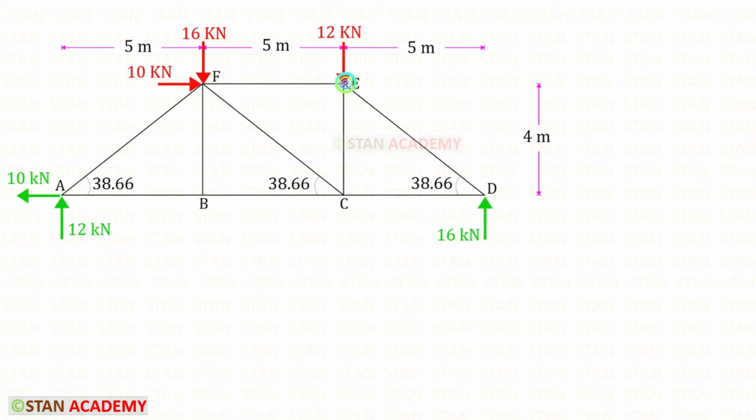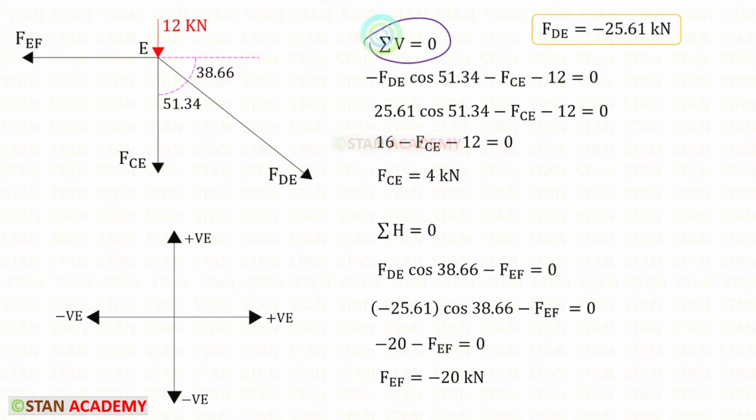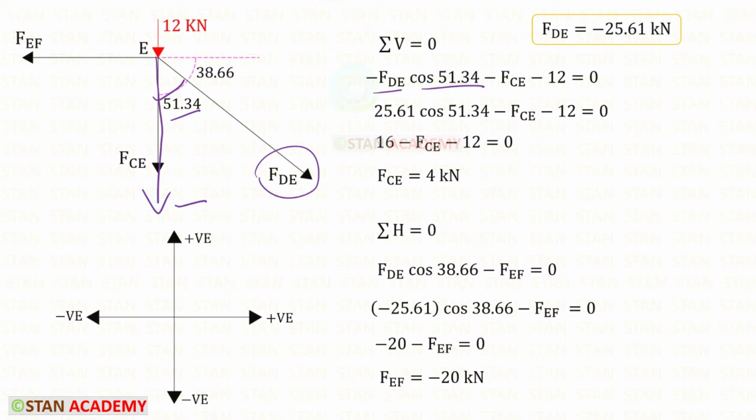Now we are going to take the joint E and find the member forces. If this angle is 38.66, this angle also should be 38.66, and this angle will be 90 minus 38.66. It will be 51.34. First, we have to use this rule because there will be only one unknown. This is acting downwards, so it will be negative. FDE is inclined. We have to make it vertical. To make it vertical, we need this angle. So with FDE, we have to multiply cos 51.34. Since it is acting downwards, it will be negative.